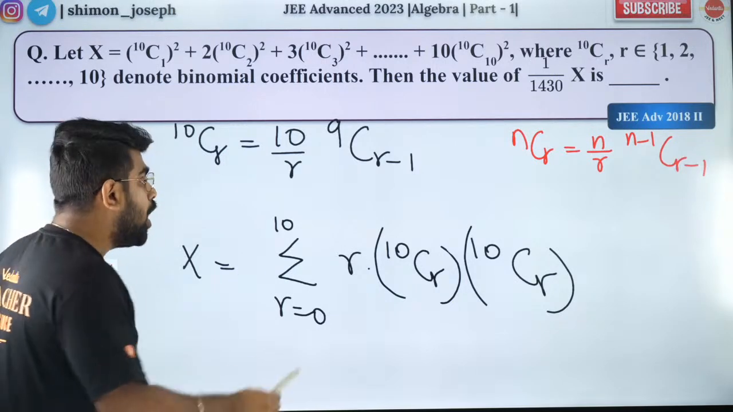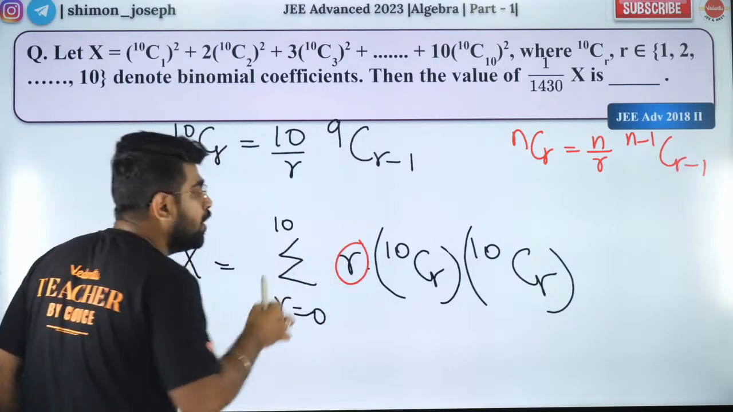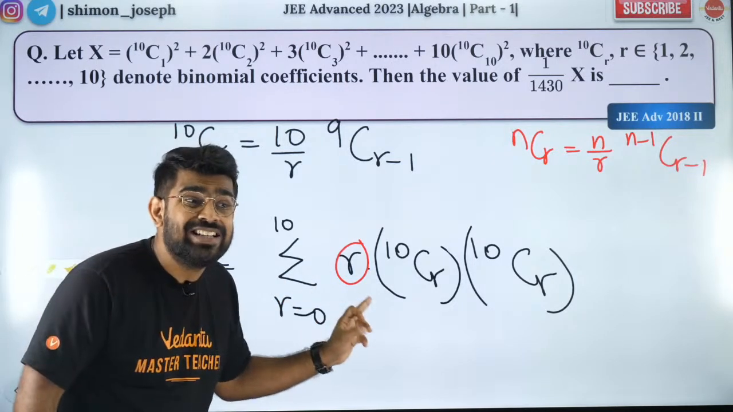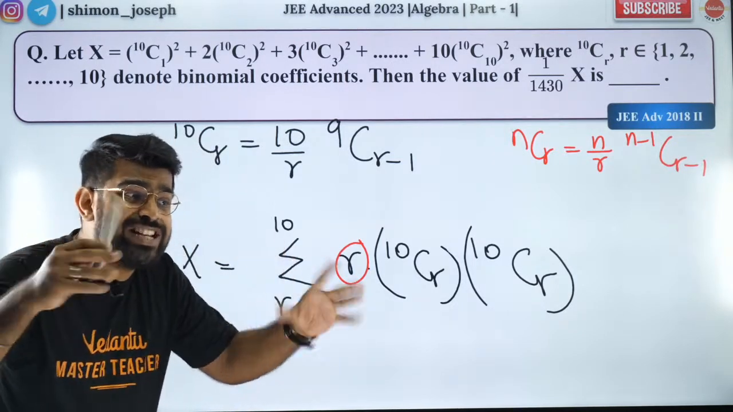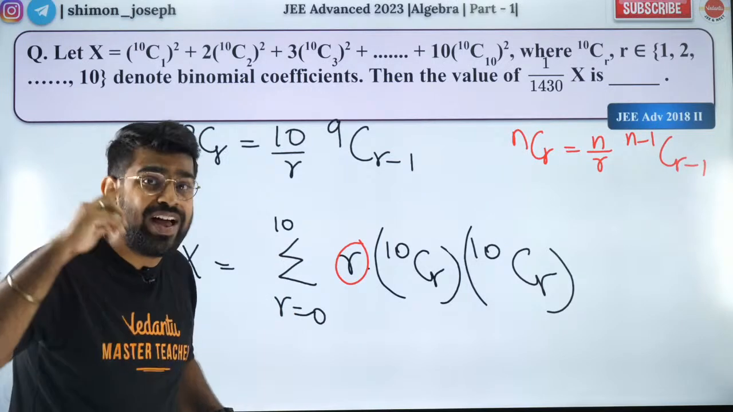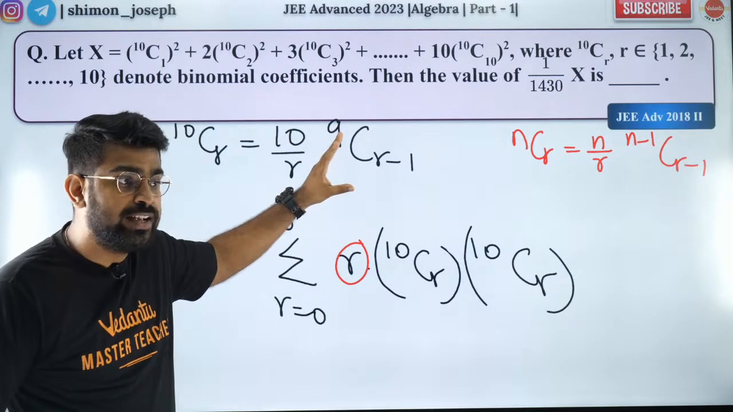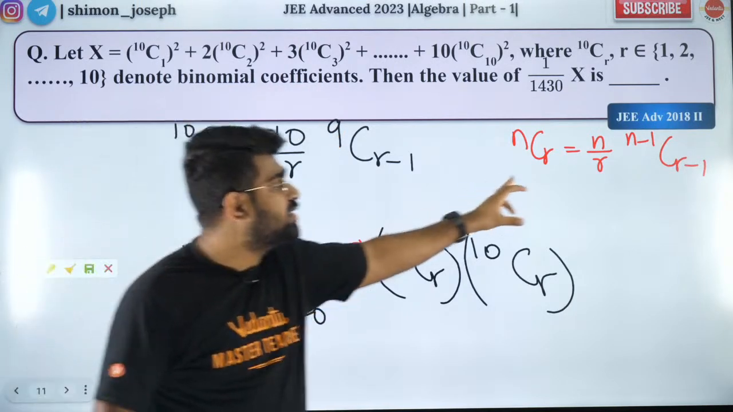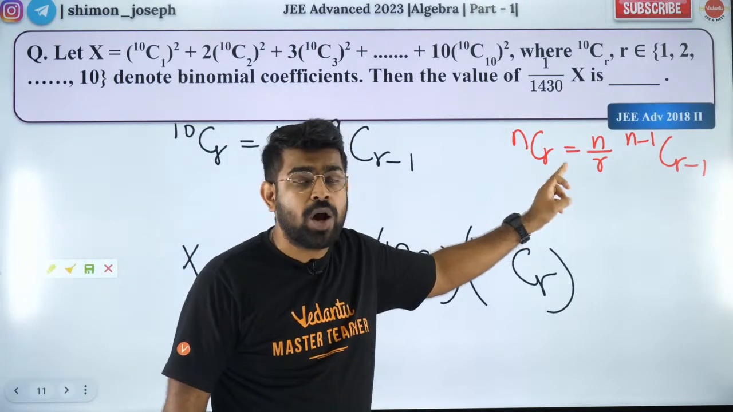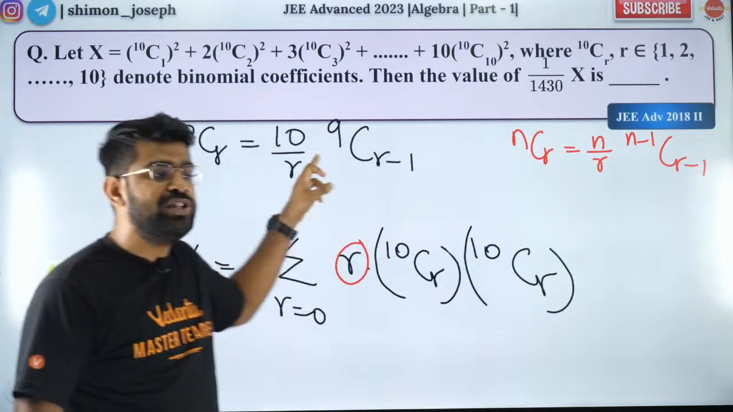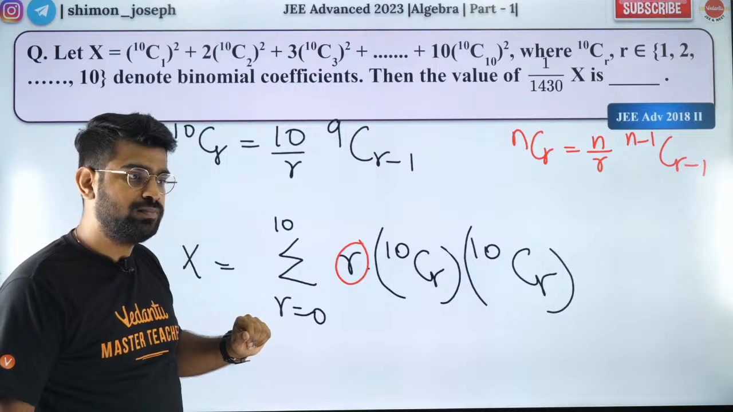Why am I doing that? Because R is there, no? I want that to get cancelled. That is the logic behind me doing this particular step. This is the property from binomial coefficients, so that property I am using, that is how I am getting it.